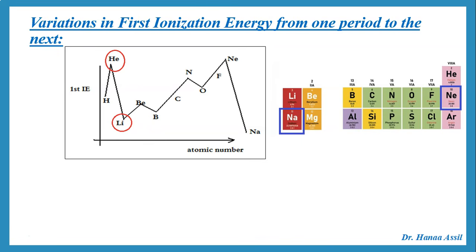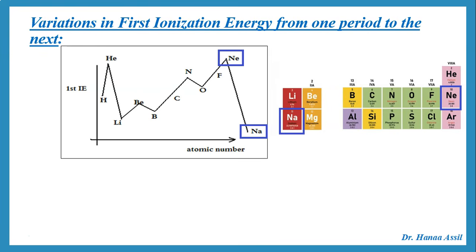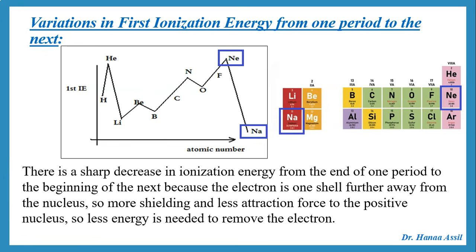Again, if at the end of that period I remove the outermost electron from neon, and then I want to remove the outermost electron from sodium, there is a huge drop in ionization energy. Now, why is this happening? Of course, if I'm going down to a new period, that means I'm removing the electron from a further energy level. So there is a sharp decrease in the ionization energy from the end of one period to the beginning of the next, because the electron is going to the next period.